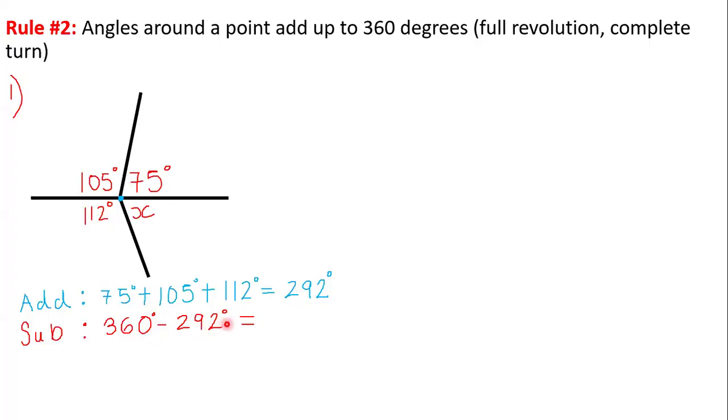When we subtract them, what do we get? 360 minus 292. What do y'all get when y'all subtract it? 68. 68 degrees. Very good. So that 68, very good. So that means, therefore, that x is equal to how much? X is equal to 68 degrees.